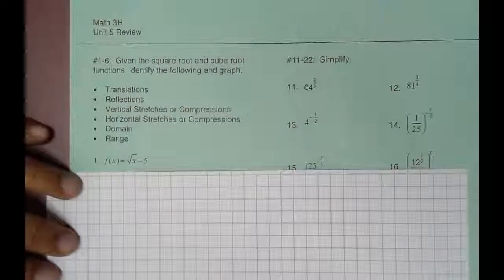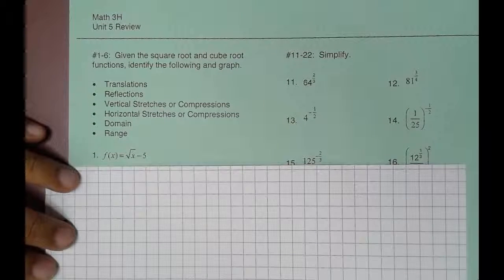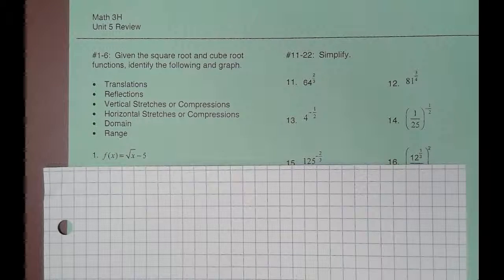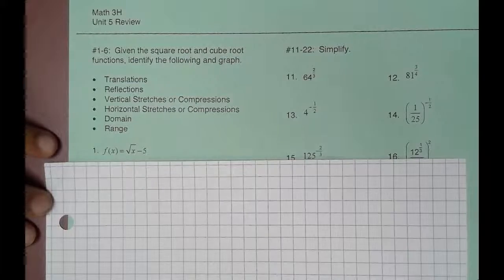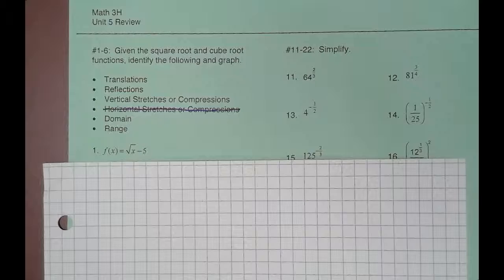Okay, I'm going to go over the Unit 5 review. So we're just going to start with number 1. On all of these, we're going to figure out what the translation, reflection, if there's any vertical stretch or compressions, domain and range. Don't worry about this horizontal stretch or compression. We are not doing that. Okay, so let's go ahead and start with number 1.